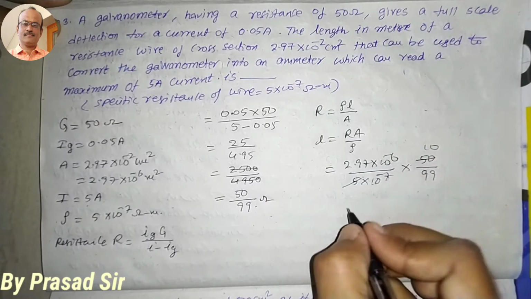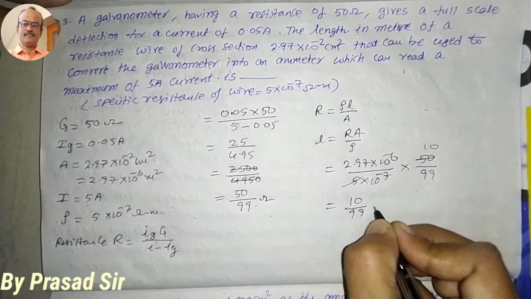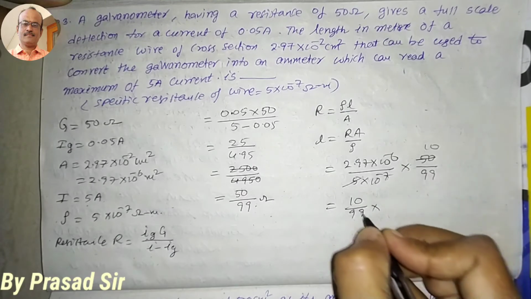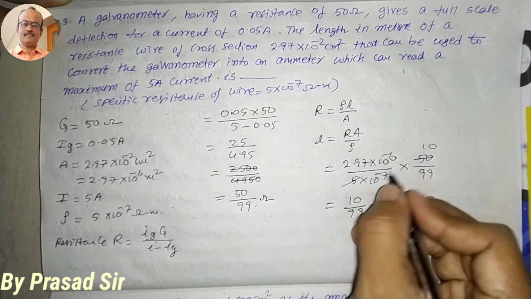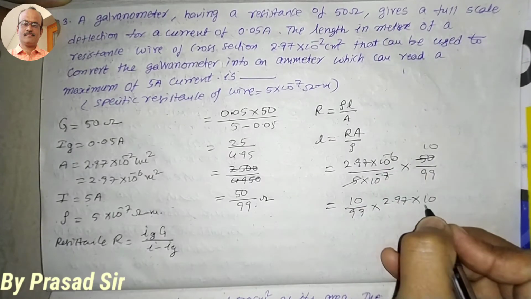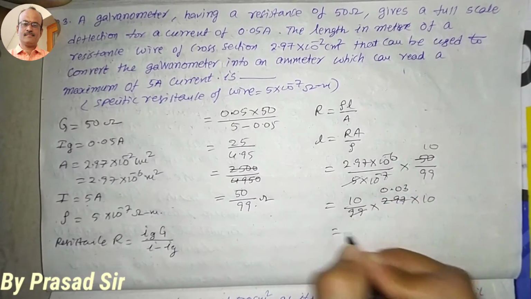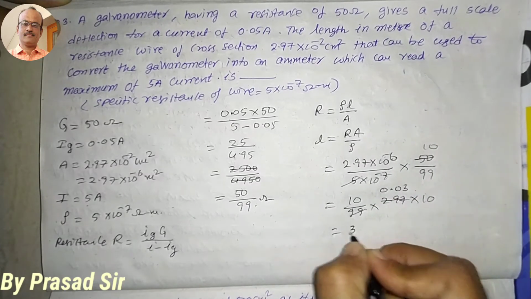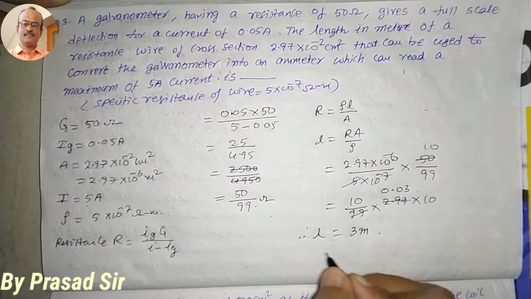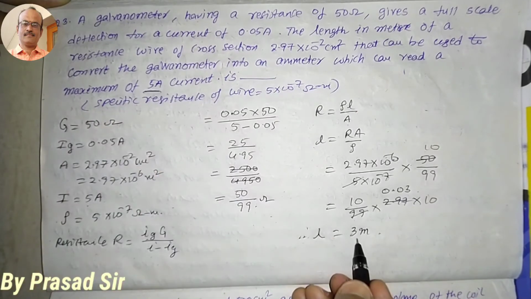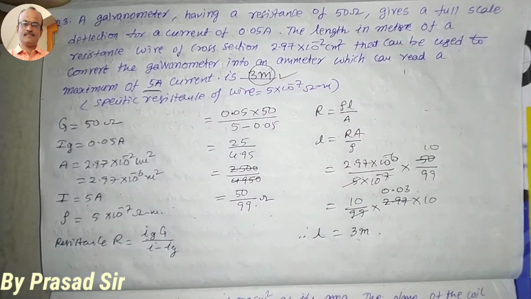Then what happens in this case? Simply 10 divided by 99 into 2.97 into 10. Why? Because minus 7 here, minus 6 plus 7, that is 10. So 99 how many times here? 0.03. So here 100 multiplied with this one, how much are we getting? 3 meters. So the length of the resistance wire which can be used to get 5 amperes of current is 3 meters. 3 meters is the answer.